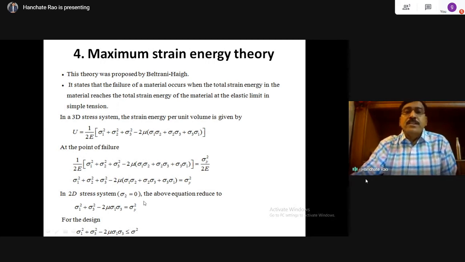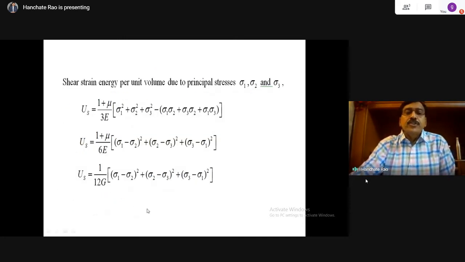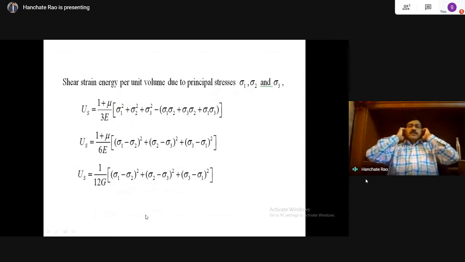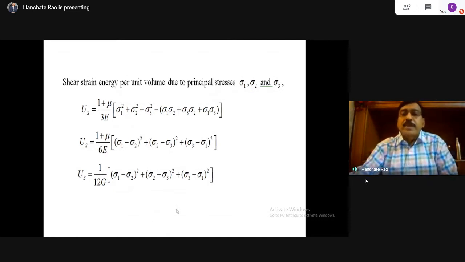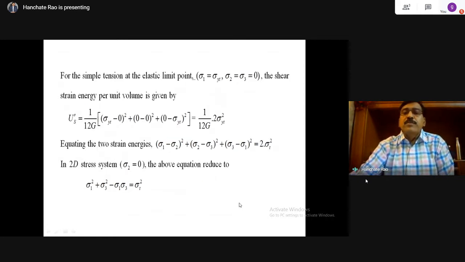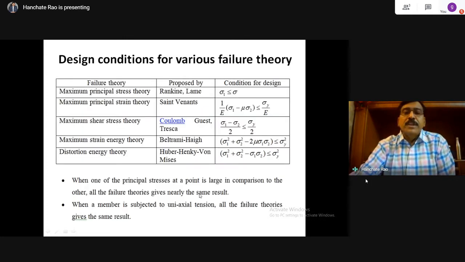In case of shear strain energy, what we are comparing is 1 by 12G into (sigma 1 minus sigma 2) whole square plus (sigma 2 minus sigma 3) whole square plus (sigma 3 minus sigma 1) whole square. The strain energy at yield is sigma yt square by 6G. So equate these two, and you get (sigma 1 minus sigma 2) whole square plus (sigma 2 minus sigma 3) whole square plus (sigma 3 minus sigma 1) whole square must be equal to 2 sigma yt square. It is very simple. There is no difficulty. And whatever we have discussed, I have given the design criteria here.